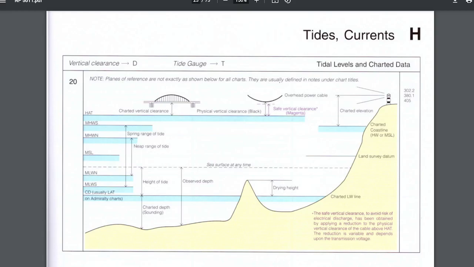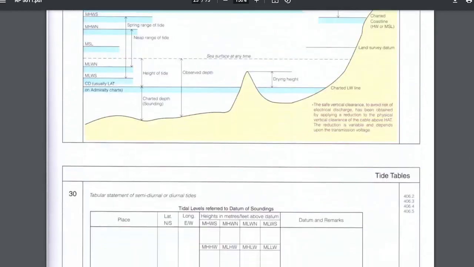For example, drying height is from the charted depth, usually LAT on Admiralty charts, and the clearance of the bridge, overhead power cable clearance, charted elevation of the lighthouse. So go through this once and be familiar.